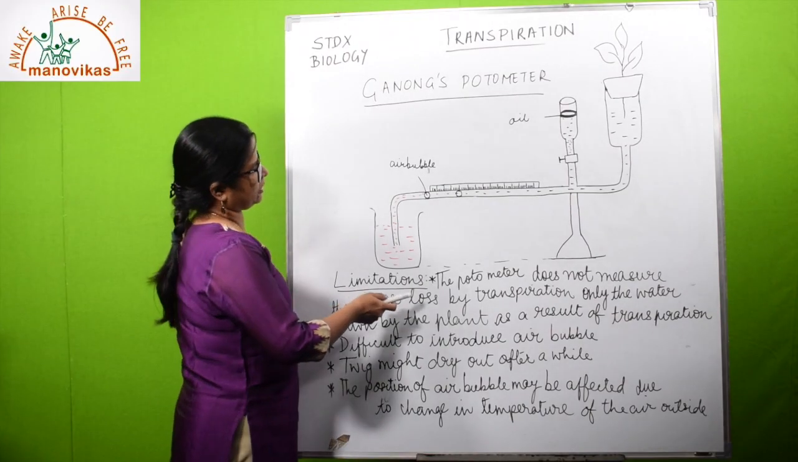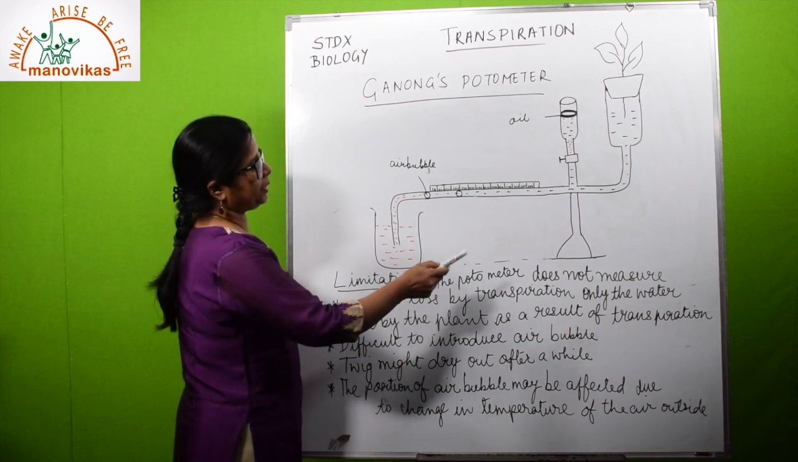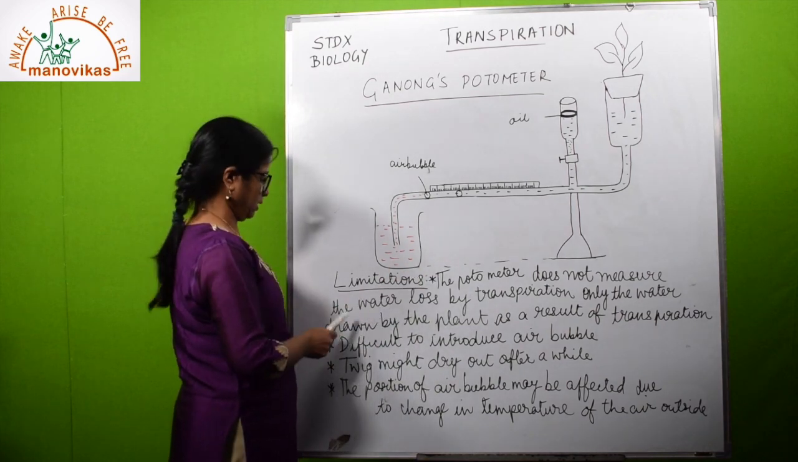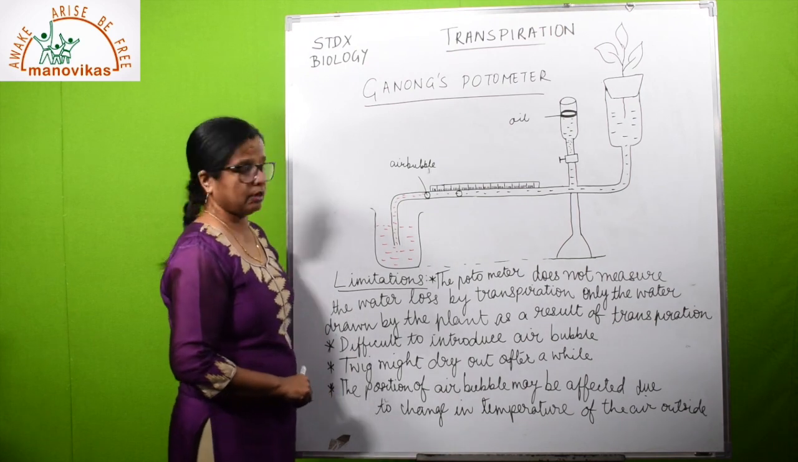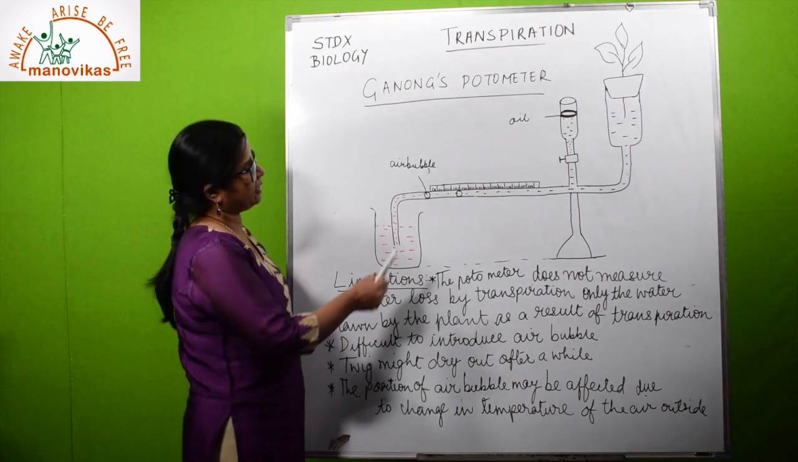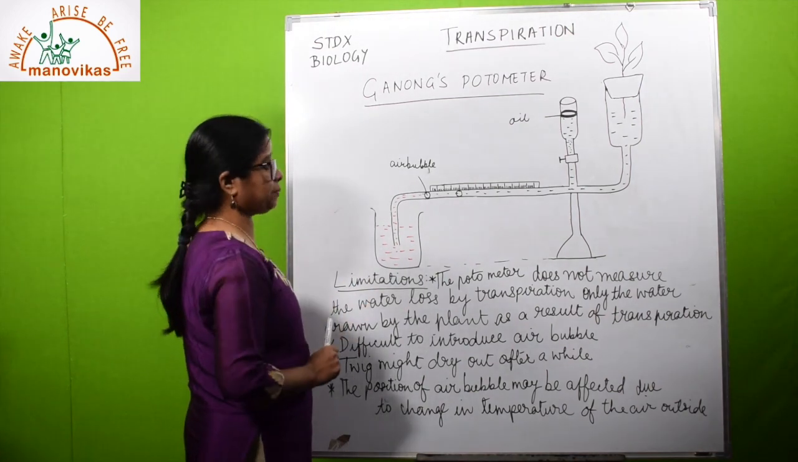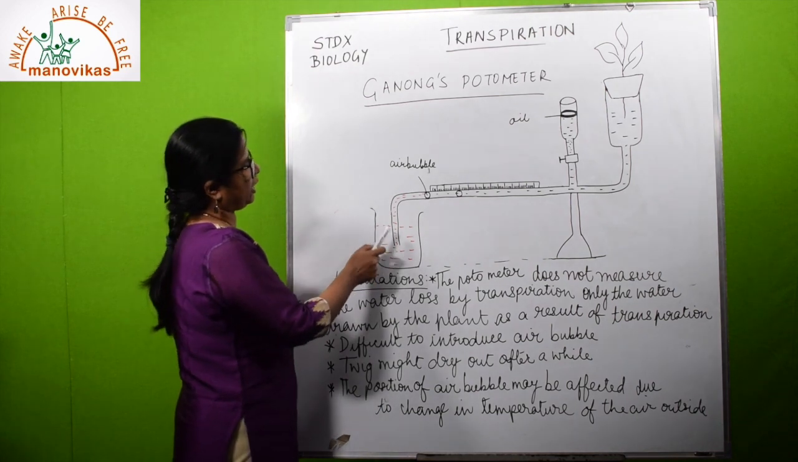The limitations of the Ganong's potometer are as follows. The potometer does not measure the water lost by transpiration. What does it measure actually? Only the water drawn by the plant as a result of transpiration. Then, it is difficult to introduce an air bubble. Very difficult it is actually if you try it.